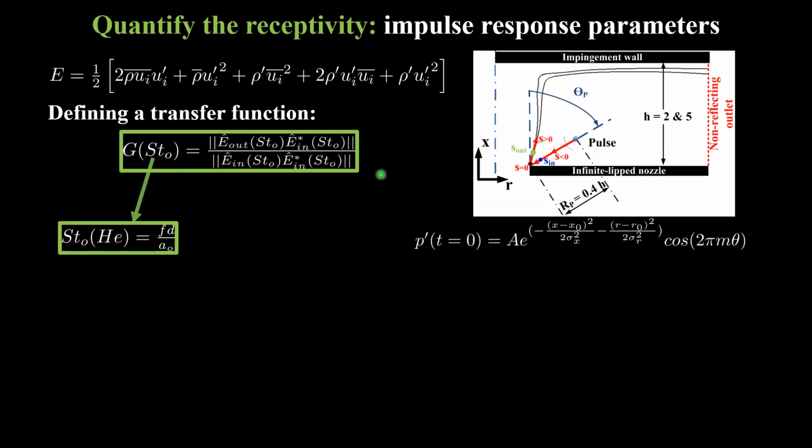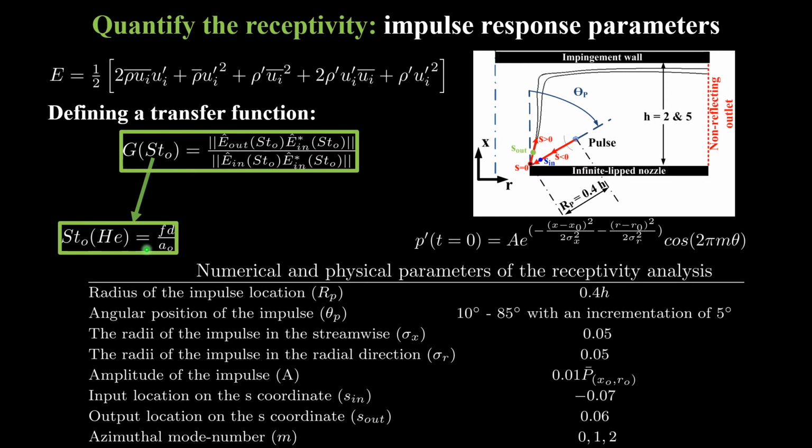As already mentioned, we define the energy of disturbances. We sample at input and output, then move to the frequency domain by Fourier transform. If we calculate the cross-correlation of the output signal with the input signal divided by the autocorrelation of the input signal, we can find the transfer function as a function of frequency. The non-dimensionalized frequency, Strouhal number, is defined based on frequency, jet diameter, and speed of sound, commonly known as the Helmholtz number. The other parameters of the study are the radius of impulse location, which is kept fixed as a function of nozzle-to-wall distance h, at 0.4 times h.